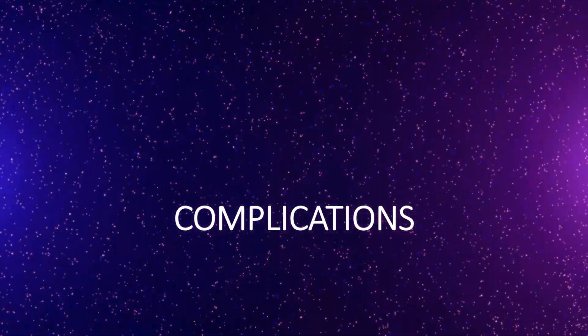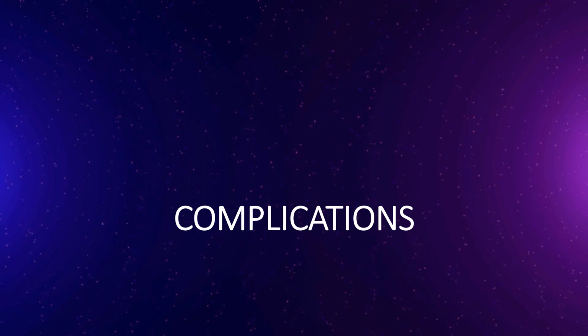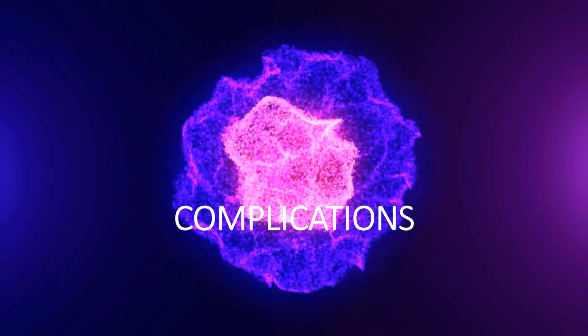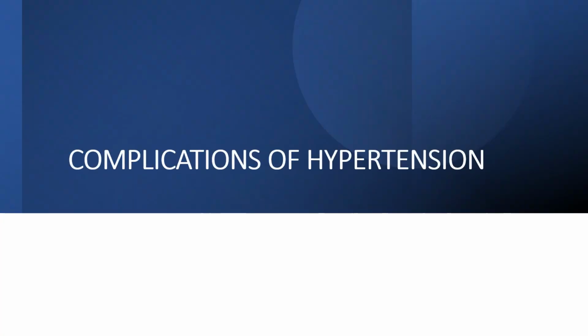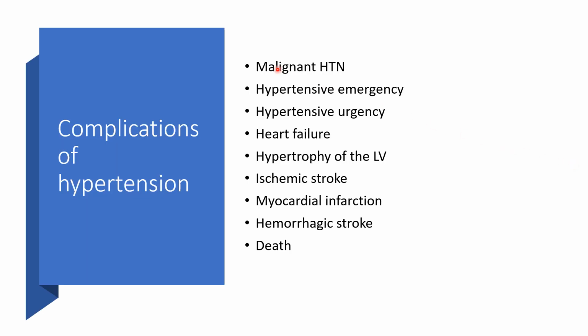Okay, we're not done yet. Now we've reached another bus stop, and this time it's about complications of hypertension. A brief glance will take us to malignant hypertension, hypertensive emergency, hypertensive urgency, heart failure, hypertrophy of the left ventricle, ischemic stroke, myocardial infarction, hemorrhagic stroke, and death. So hypertension is able to tilt anyone to ischemic stroke as well as hemorrhagic stroke.